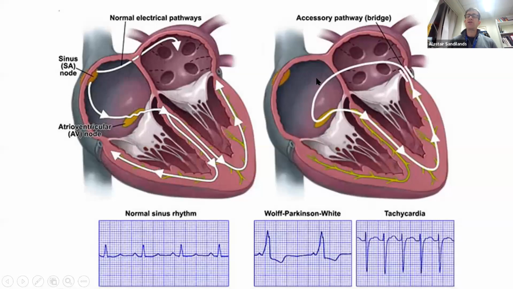So in tachycardia, because it's going down the AV node and down the bundles, we have a narrow QRS and a fast tachycardia, okay? A regular tachycardia as well.